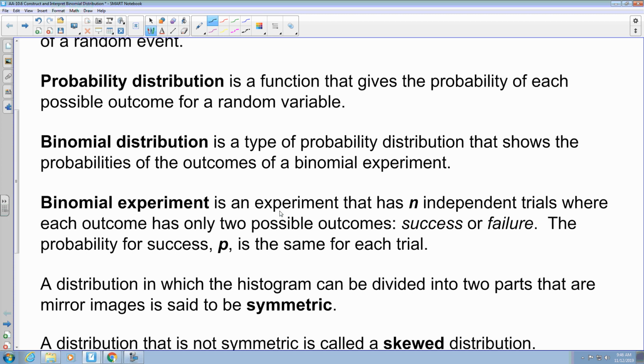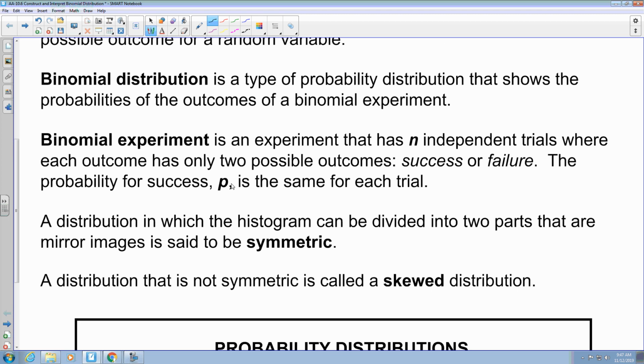The probability of success p is the same for each trial, so there's no deviation from it. So usually it's either yes or no, or true or false, or in this case, success and failure. These types of experiments can be displayed using a histogram. If they are divided into two parts that are a mirrored image, it's said to be symmetrical. And if the distribution is not symmetrical, it's called a skewed distribution.